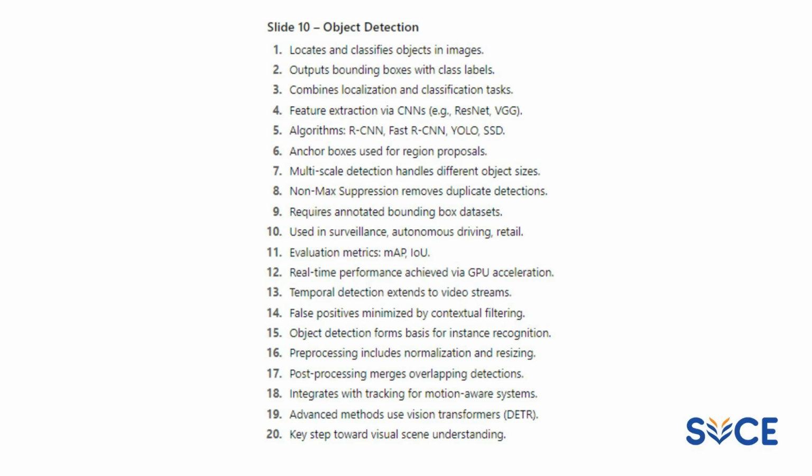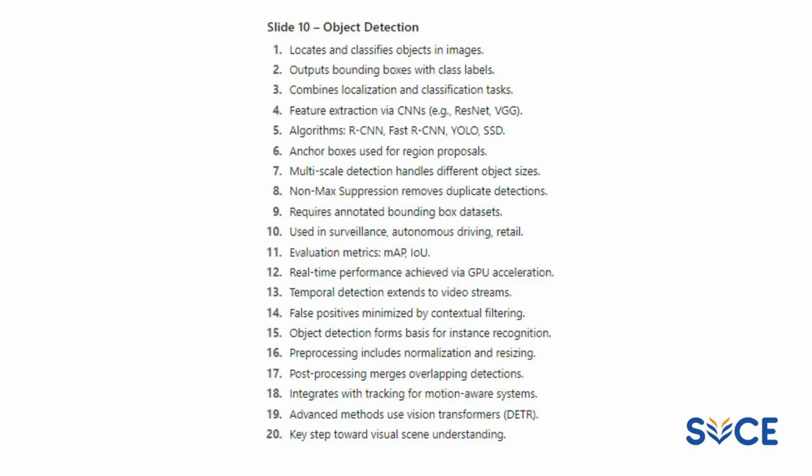So, in this topic, we have discussed how it locates and classifies objects in an image, with the output being bounding boxes with class labels. So it combines localization and classification tasks. That is the main idea here. Feature extractors like ResNet and VGG are used for that. Algorithms like R-CNN, Fast R-CNN, YOLO or SSD were discussed, and also the anchor boxes used in the region proposals, with multi-scale detection handling different object sizes.